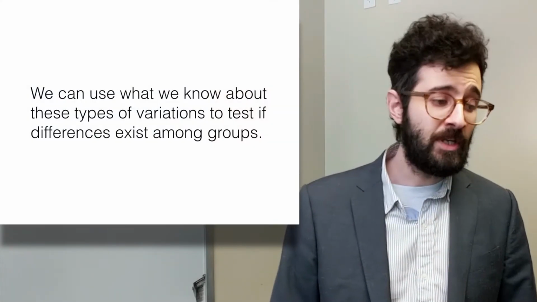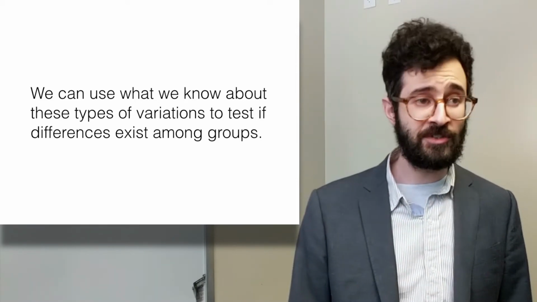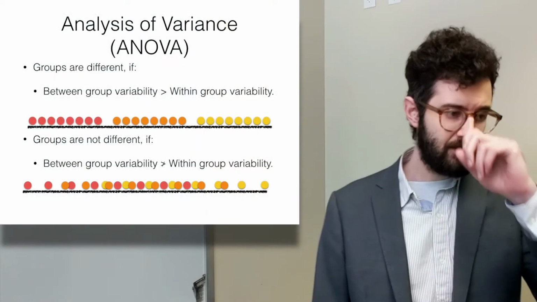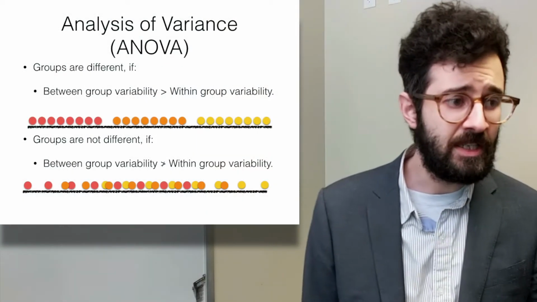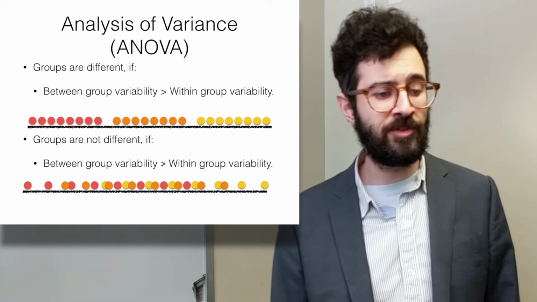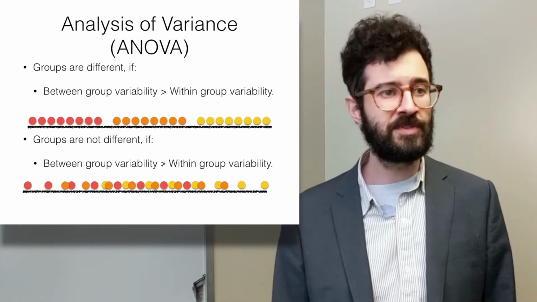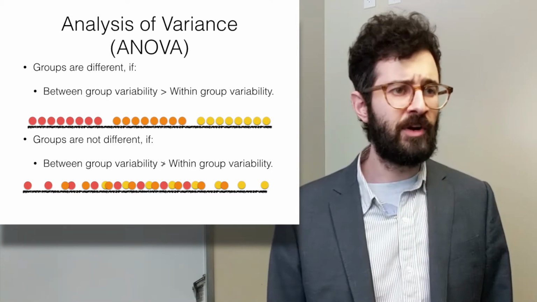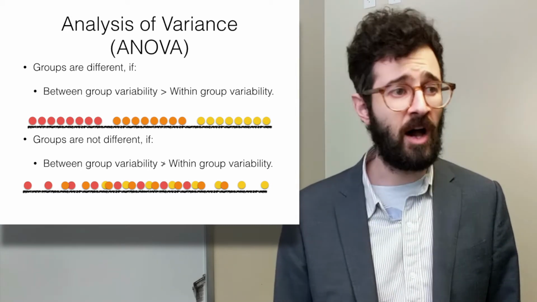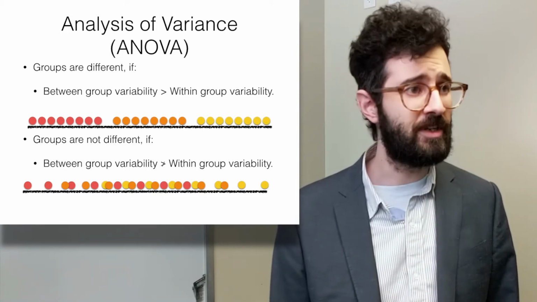So we can use what we know about these types of variation to test if differences exist among groups. Groups are going to be different if the between group variability is larger than the within group variability. So if the groups are very similar within themselves, and there's not a lot of overlap, then the groups are different.